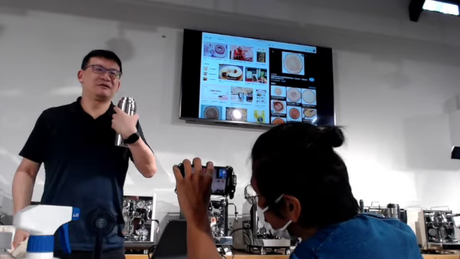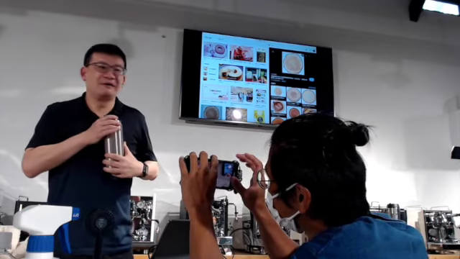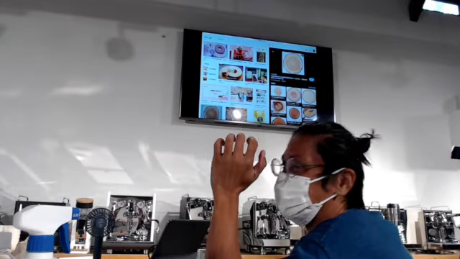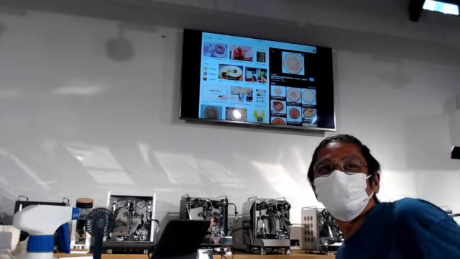Do we have... That's actually filtered water. Yes. The tap water is okay, right? Yes, that's filtered. Okay, right?